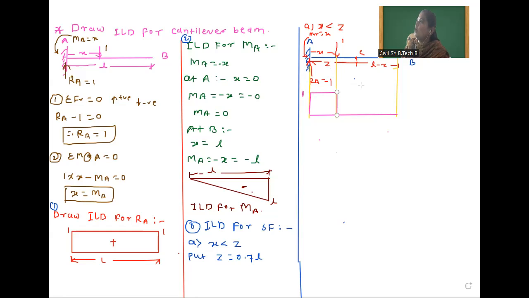Okay. Now, after this 1 unit load, there is no force. So the shear force diagram is constant. Will any force diagram come further? No. So here the value is 1.